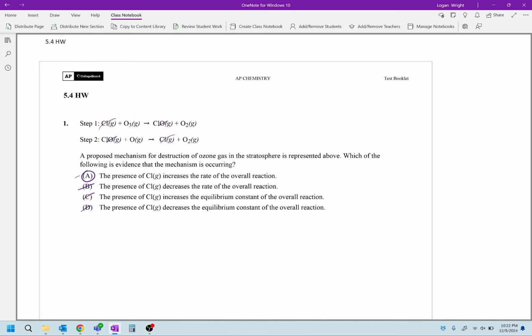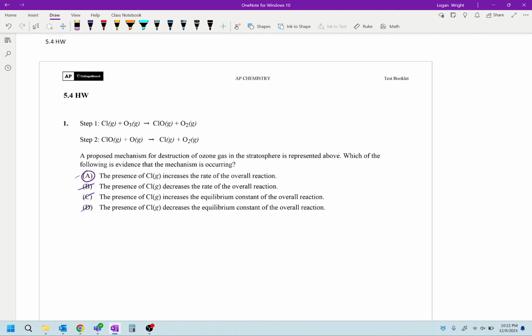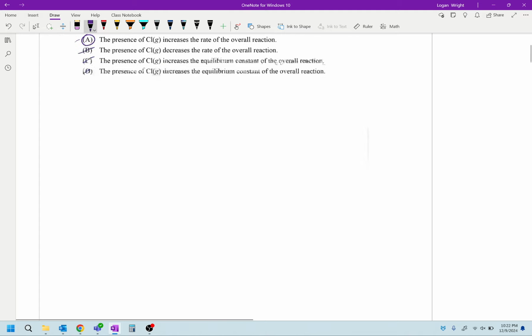The presence of chlorine increases the rate of the overall reaction. So if we look at what's going on here, the things that get canceled out, the chlorine gets canceled out, ozone doesn't, the hypochlorite gets canceled out. So in this case, this is a catalyst, and this is going to be an intermediate because it forms and then it's destroyed. And so what does a catalyst do? It increases the rate. So that'd be answer choice A.